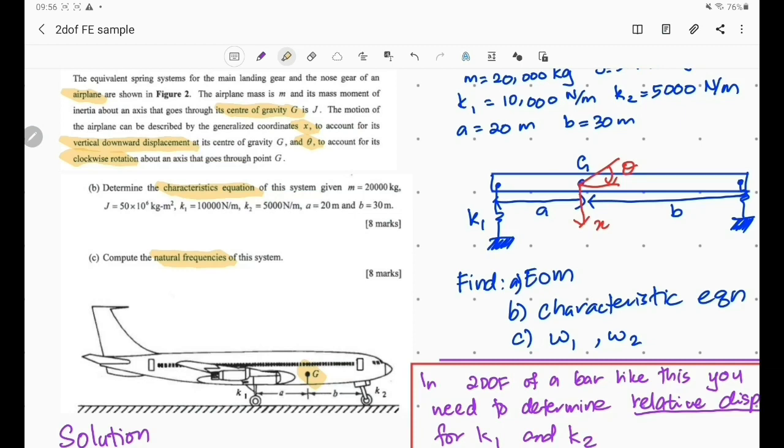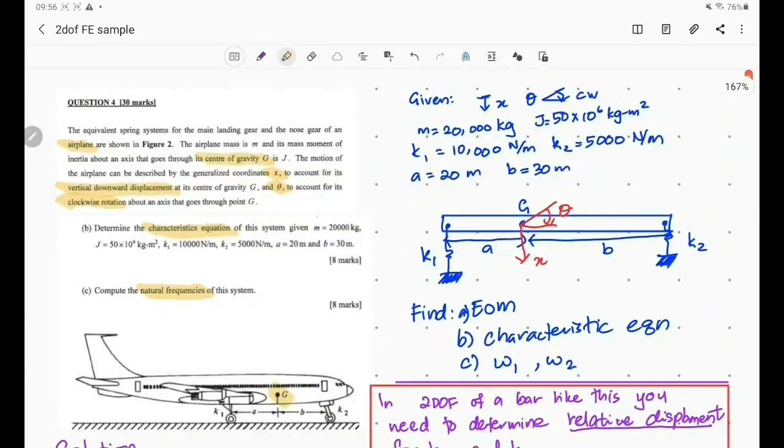clockwise rotation. So here, as I always recommend, you always list down the values given from the problem. So I've included the x direction and the direction of theta. If the question does not give you this information, then you need to assume, and you have to assume clearly in your solution. Then they also give you all these parameters. I've written it down.